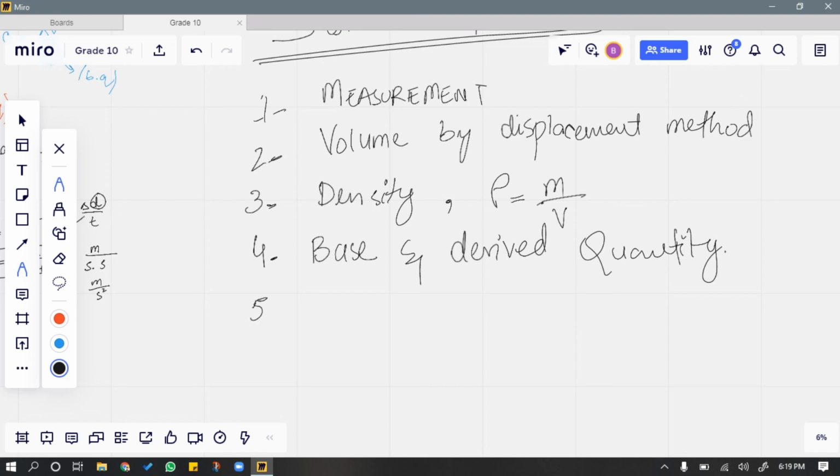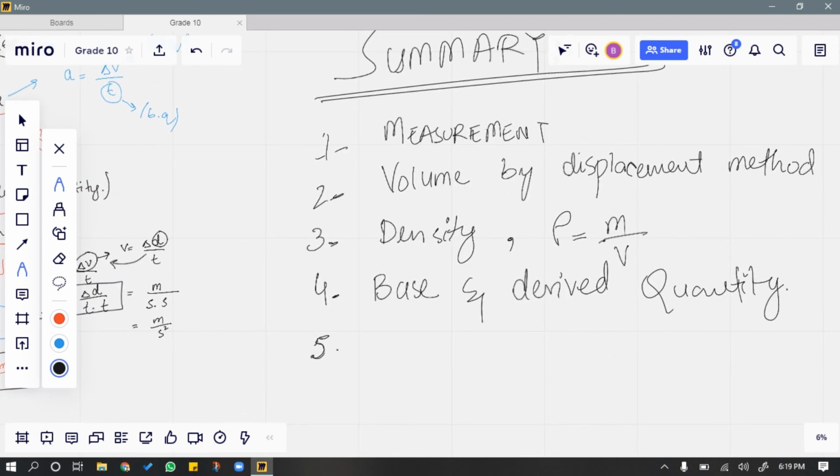Then last but not the least, we discussed multiples and prefixes we are using to describe base and derived units. This is your chapter number 1. Hopefully everything and every point is clear in this chapter.